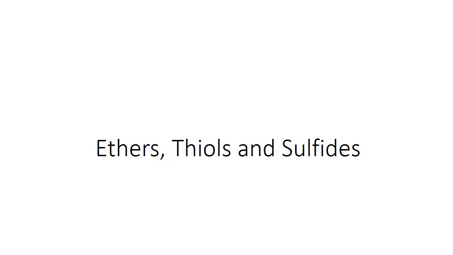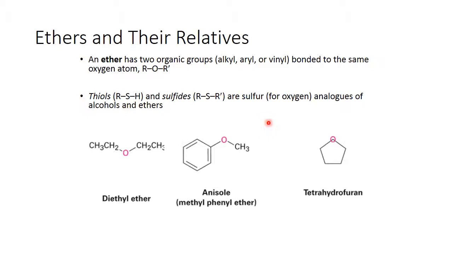In Chapter 18, we're going to look at ethers, thiols, and sulfides. Ethers are compounds that have oxygen in them, and on either side of the oxygen you have a carbon attached.